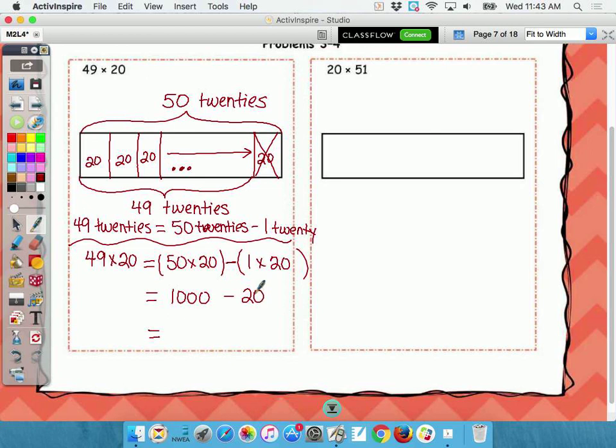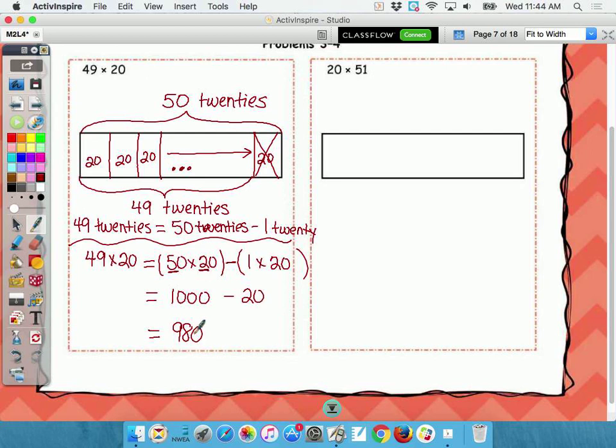To do 50 times 20, I did 5 times 2, which is 10, and then I added how many zeros? 2 zeros. Okay. So 1,000 minus 20 is what I've got to solve. Is that what you have? What's the answer? 980. 980. Okay. Now let's do the next one.